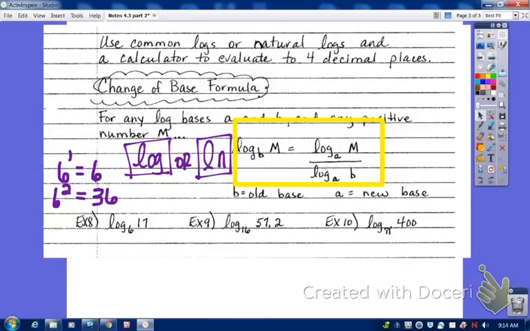Okay? So we want to change it to a new base, and we want to use our calculator. So our new base either needs to be base 10, which would mean we're going to use our LOG button. Okay? So A either needs to be 10, which means we're going to use log, or A needs to be E, which means we're going to use ln. I just like to use log. You can use ln if you want to.